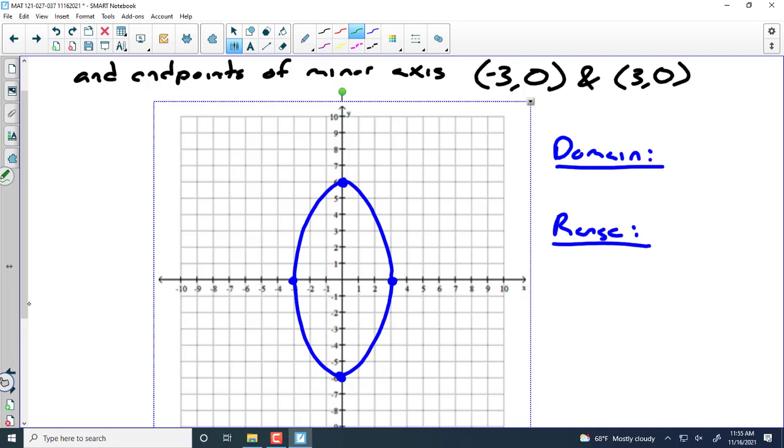Yeah, it's not a function, because it fails the vertical line test. That's okay. That doesn't mean you can't give a domain and range. You can still look at how far to the left and right it goes. You can still look at how far up and down it goes.